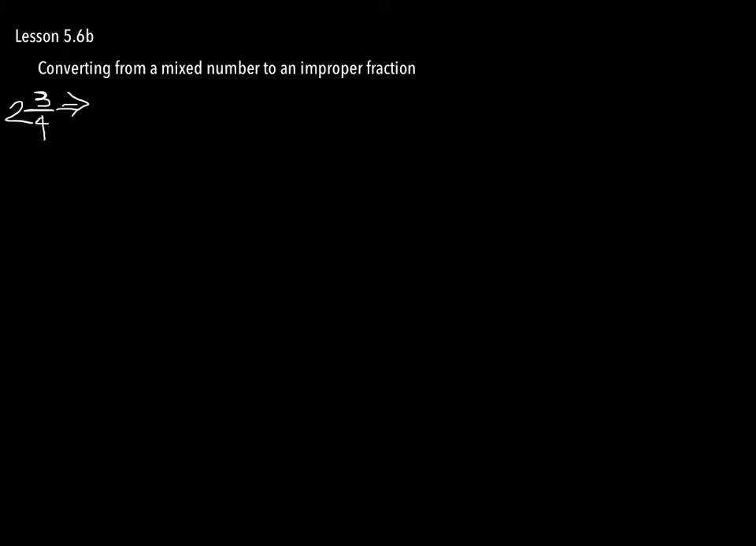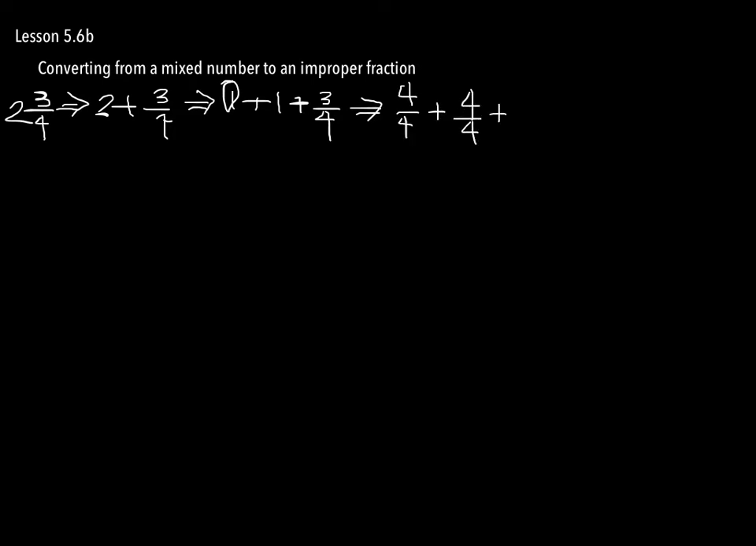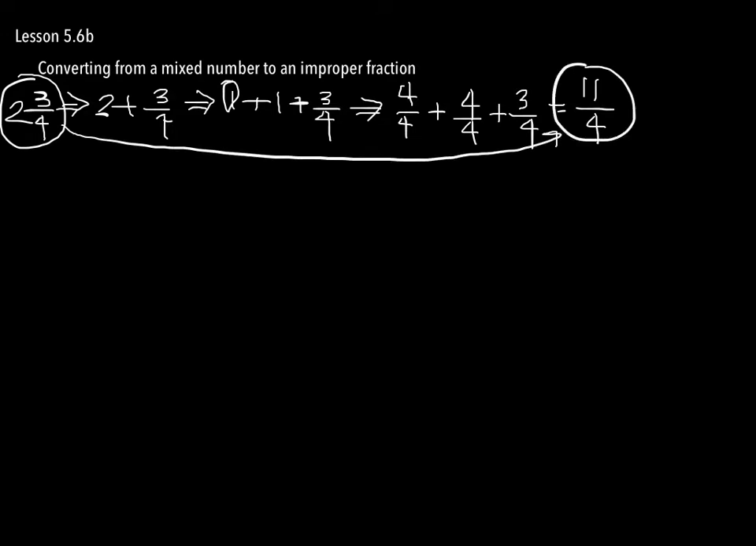Now, when we look at that, 2 and 3/4, we can break the 2 into 1 plus 1 plus 3/4, which we can further break down. We know that 1 is 4 over 4, so it's 4 over 4 plus 4 over 4 plus 3/4. Now, if I add up my numerators, because remember, my denominator, my language, is going to stay the same, 4 plus 4 is 8, 9, 10, 11, 11/4. So 2 and 3/4 as an improper fraction is 11/4.